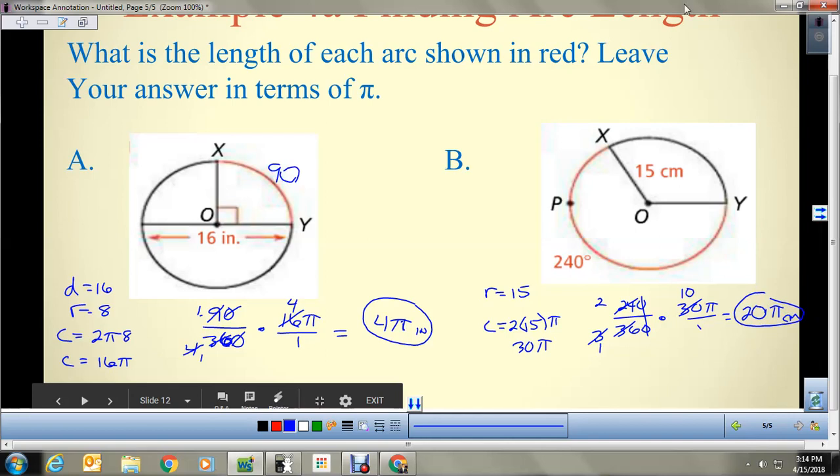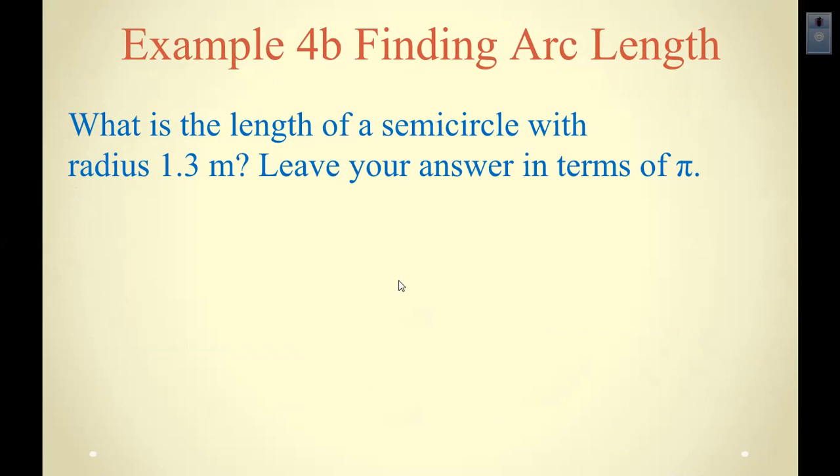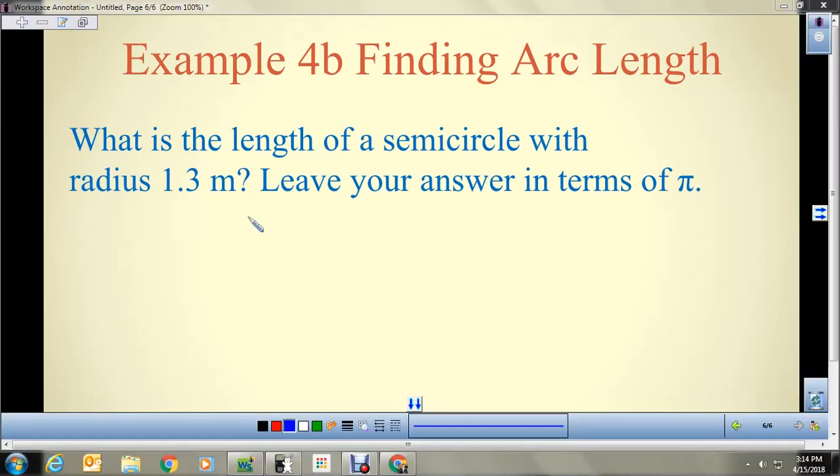So let's look at our last example. Part C, what is the length of a semicircle with radius 1.3 meters? Leave your answer in terms of pi. So pause the video and work this. All right, so let's see here. We have a semicircle with a radius of 1.3. So we write in our radius, 1.3.